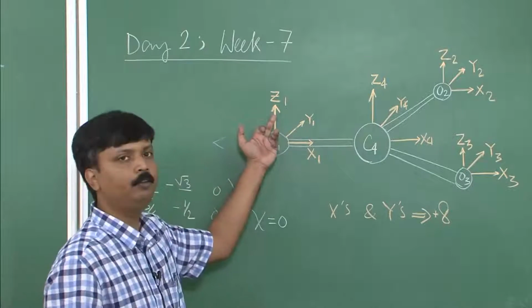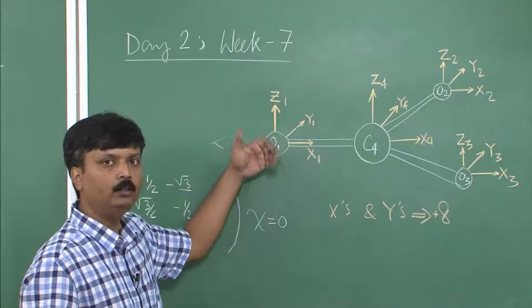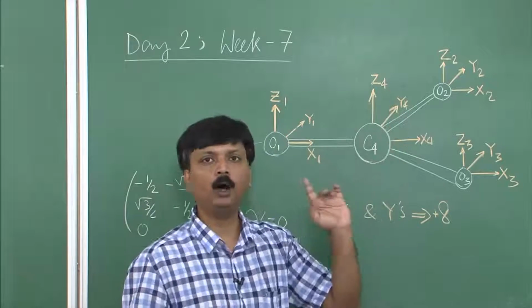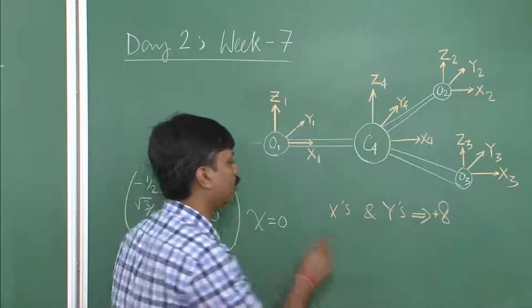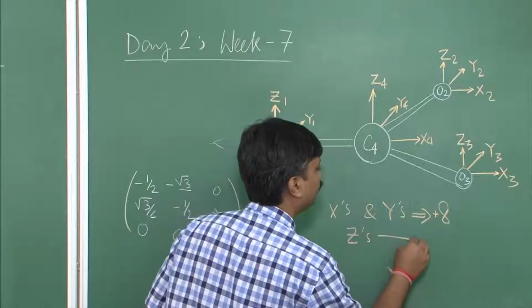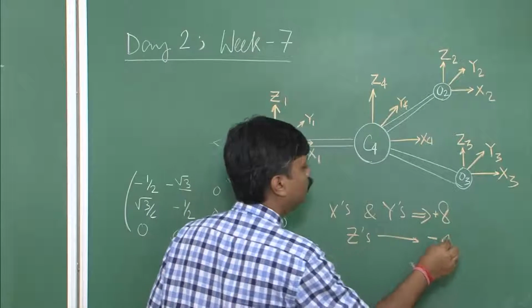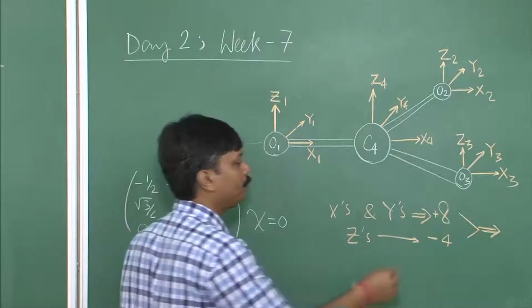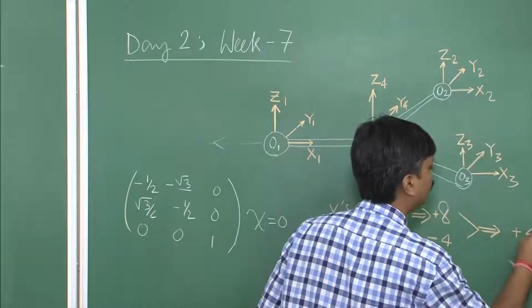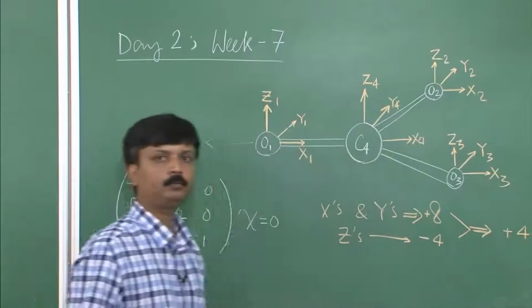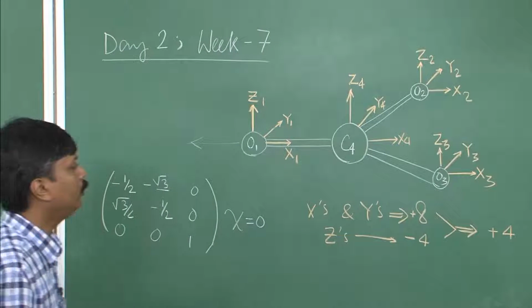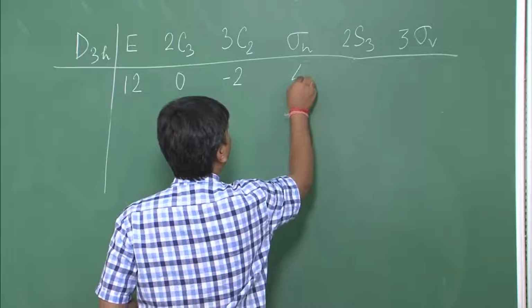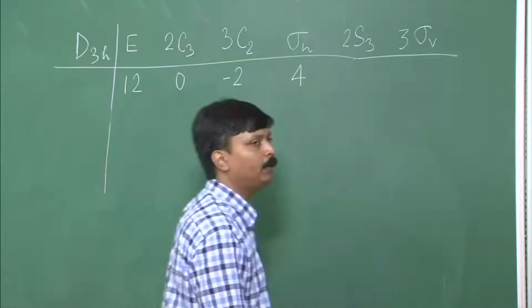While the z, if you look at, it will be completely inverted. It will be reflected onto the negative z side. So all 4 will contribute minus 1 each. Therefore I have a contribution from z's to be minus 4. So the resultant of this is going to be plus 4, correct. So you have this one to be plus 4.